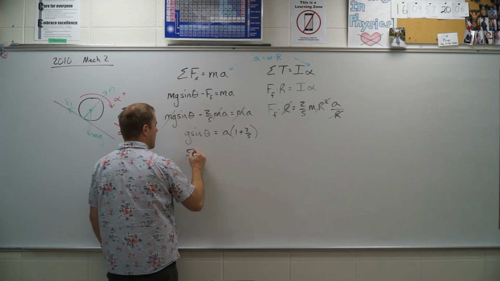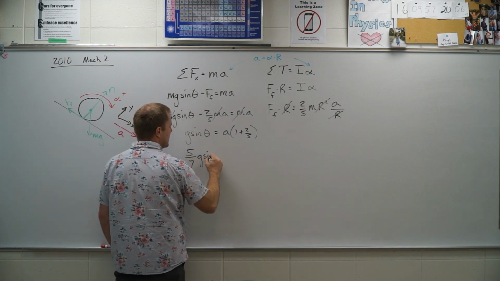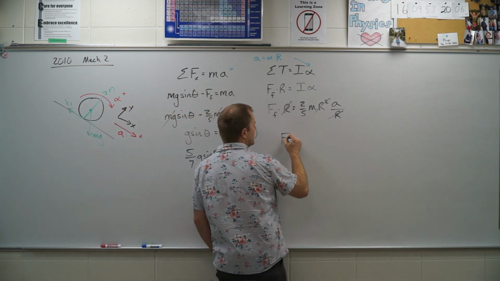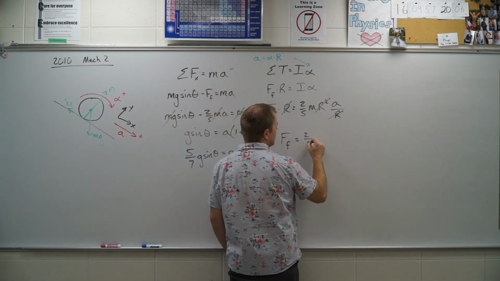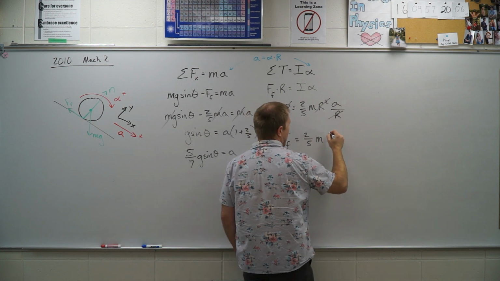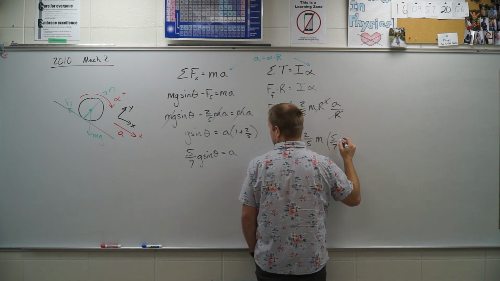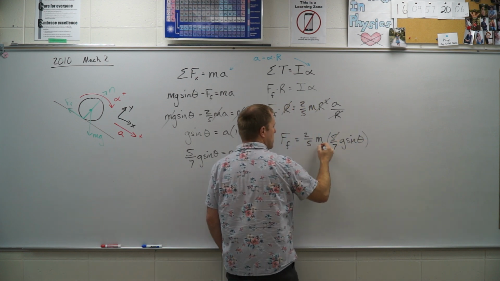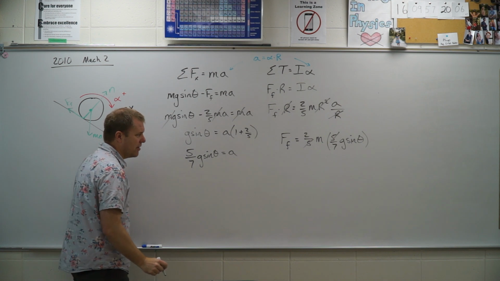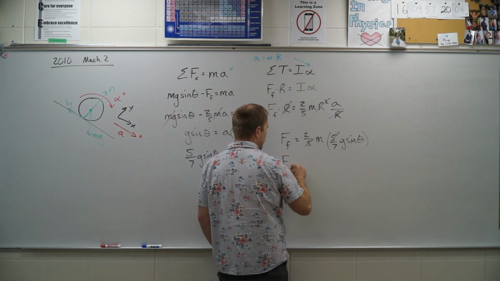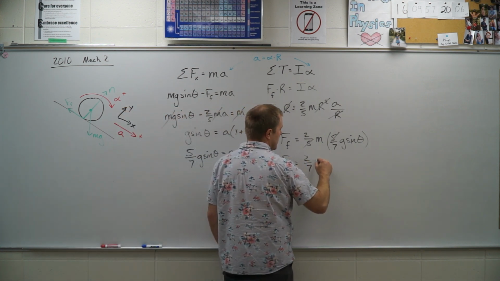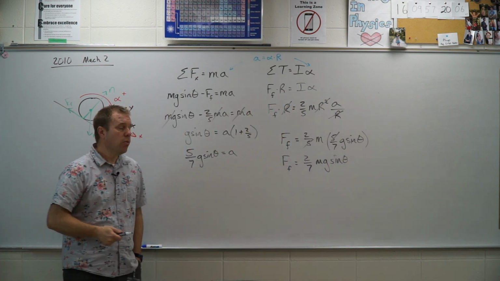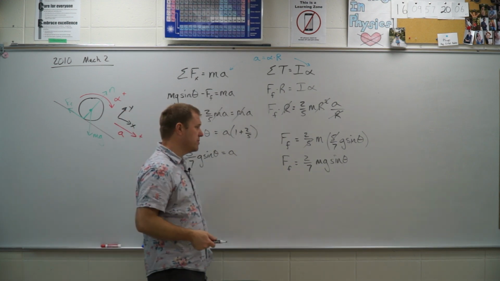Bring it over to the other side, so I have 5/7 g sine theta will give me my acceleration. So when I come back over here, I can say the force of friction is equal to 2/5 times the mass times 5/7 g sine theta. One of the 5's cancels out on me, and so I'm left with a force of friction that is 2/7 mg sine theta. So with this, I should be able to plug in those values.